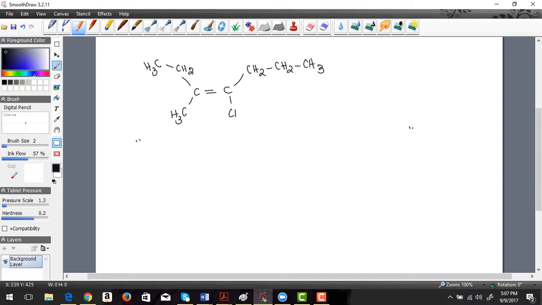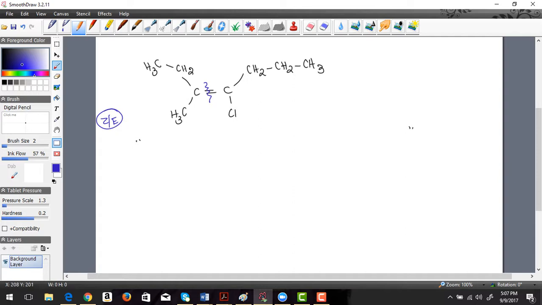If you had paused the video and worked it out, you probably figured out right away that we are going to be using a Z and E because the 2 groups on either side are not identical. Even if one is different, that means you have 3 different groups around the double bond. So that means we are using a Z and E, right? Now go get it.